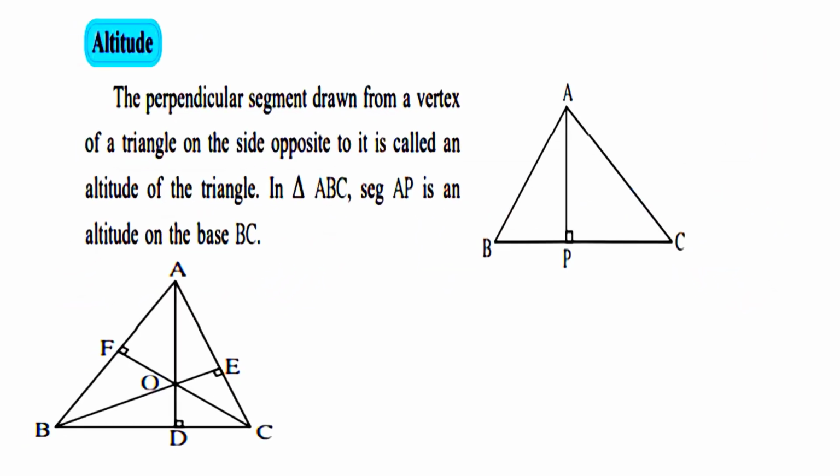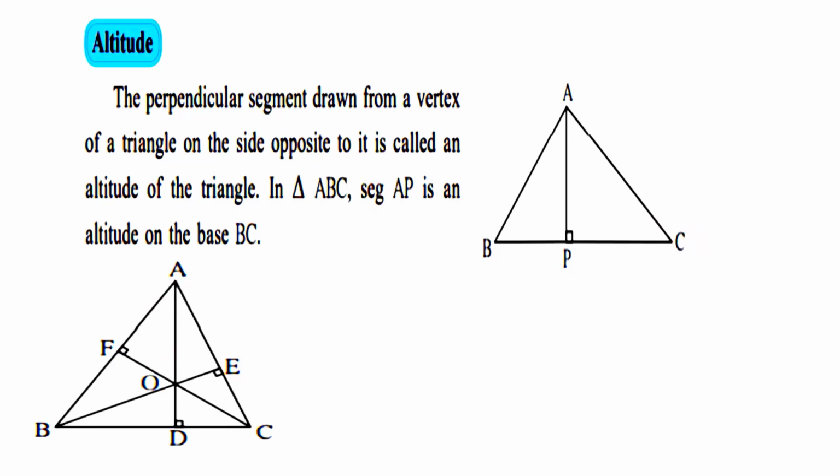Altitude. The perpendicular segment drawn from a vertex of a triangle on the side opposite to it is called an altitude of the triangle. Here, in the figure alongside, in triangle ABC, AP is an altitude on the base BC. See the figure as below.